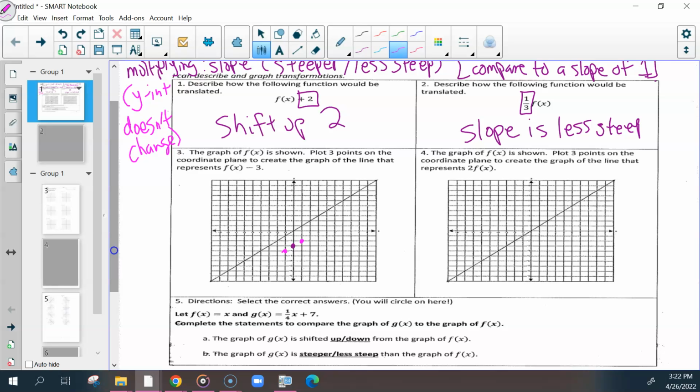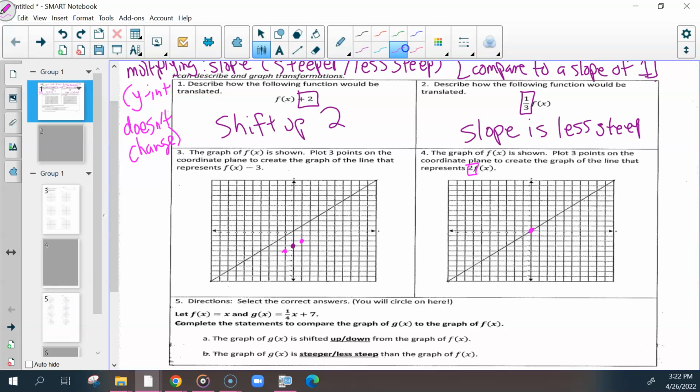This number 4, we are multiplying by 2. So that means our slope is changing. So instead of it being 1, we are multiplying it by 2. So it's now 2 over 1. It would still start at 0, so we can use that as one of our points.